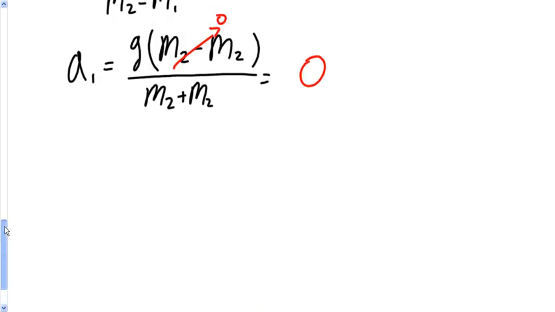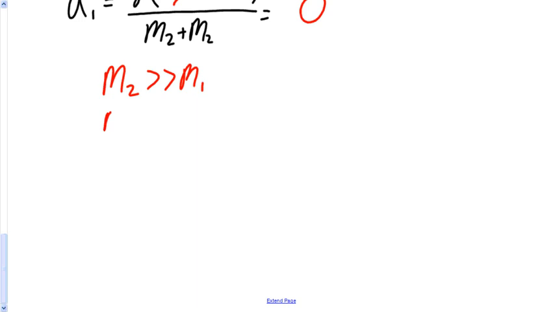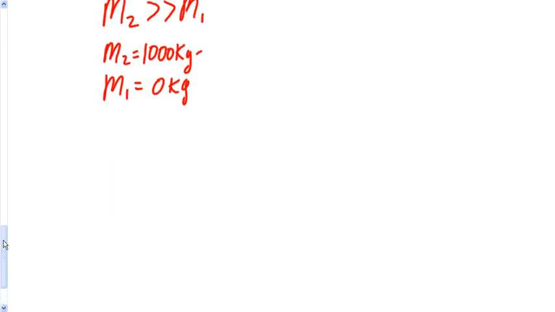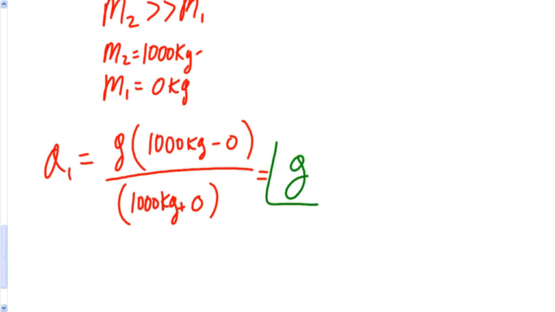Well, let's do another one. Let's say that M2 is much, much bigger than M1. Let's say, for just an example, M2 equals 1,000 kilograms, and let's just say that M1 equals basically 0 kilograms. So it's almost weightless. Let's try to find the acceleration of the system for this problem. I'll plug it into my equation, and I'll say A1 equals G times M2, which is 1,000 kilograms, minus 0, that's M1, divided by M2, which is 1,000 kilograms, plus M1, which is 0. And what do I get? I get G times 1,000 divided by 1,000, and look at that. We get an acceleration of G.